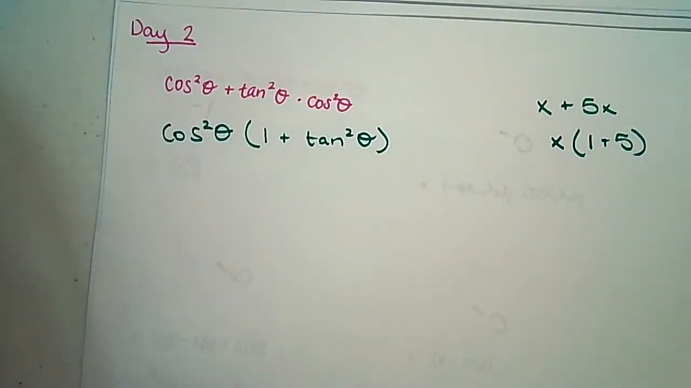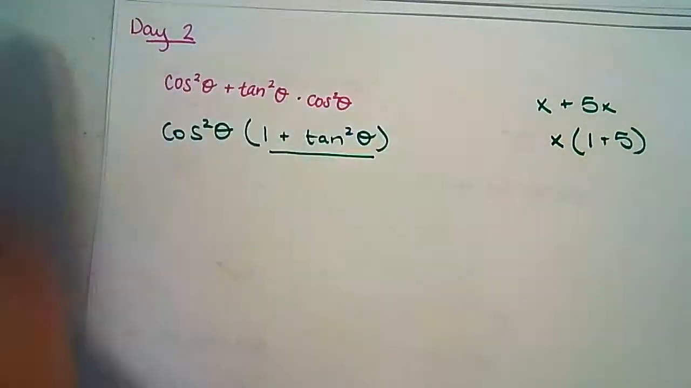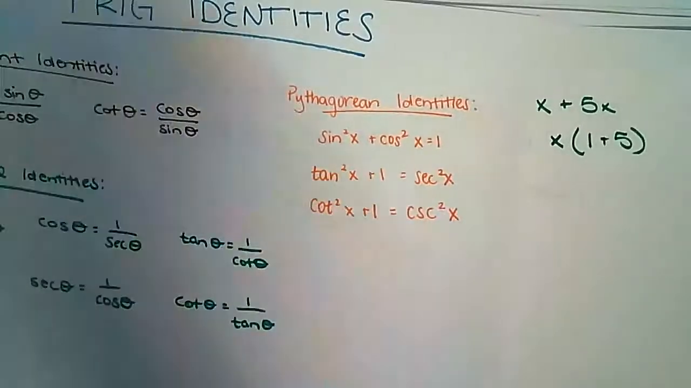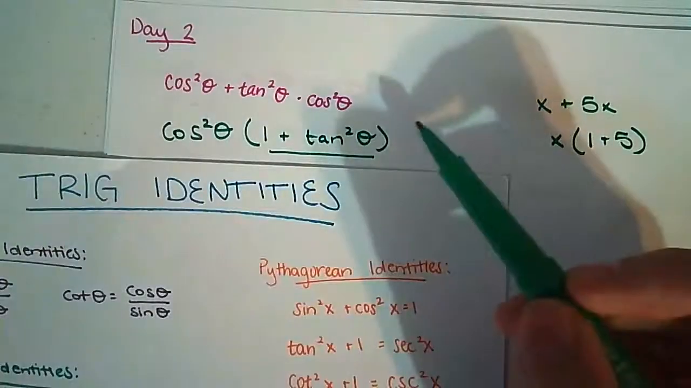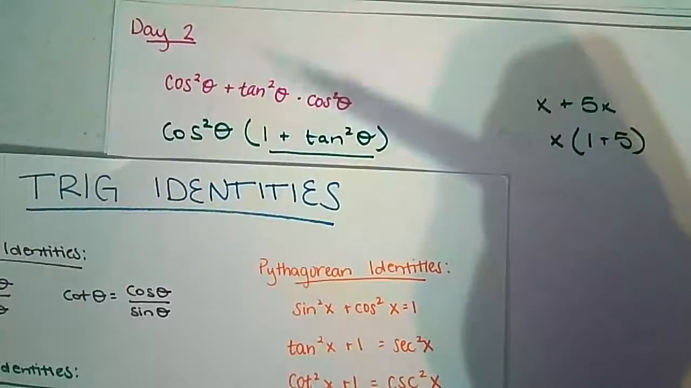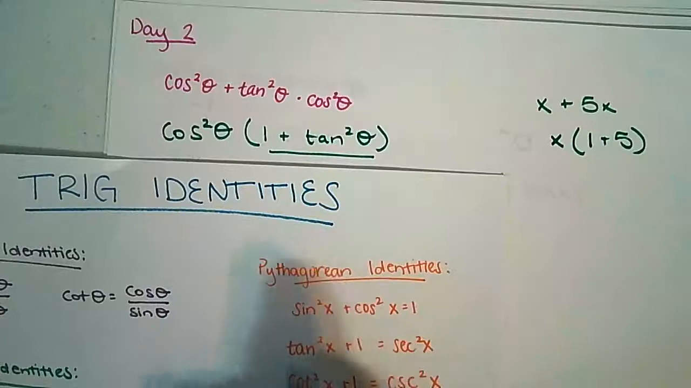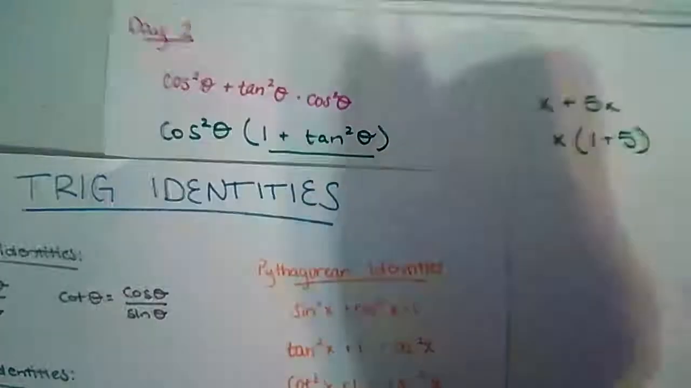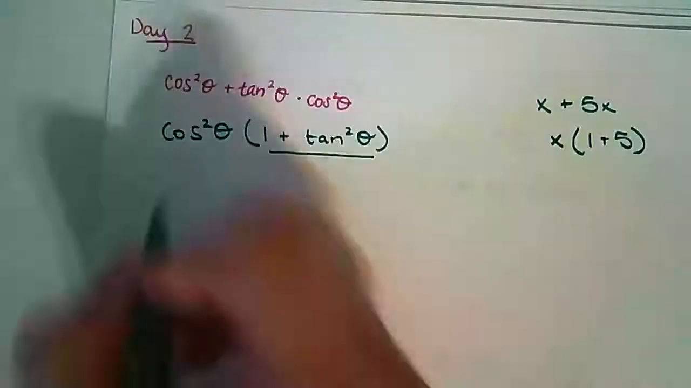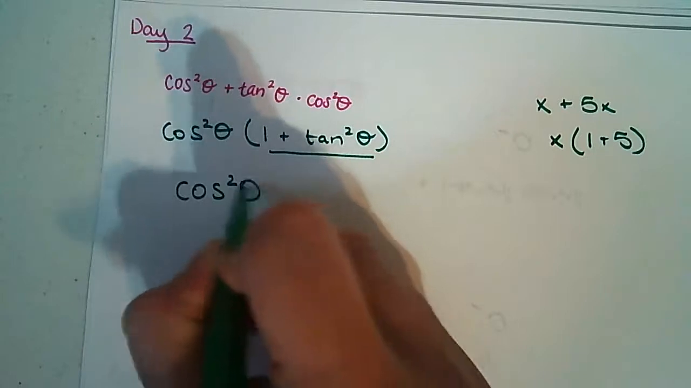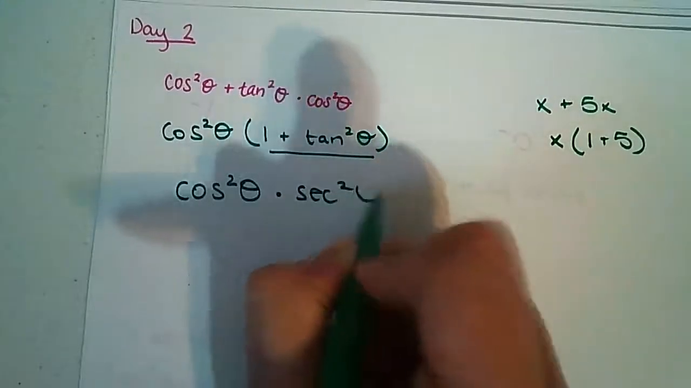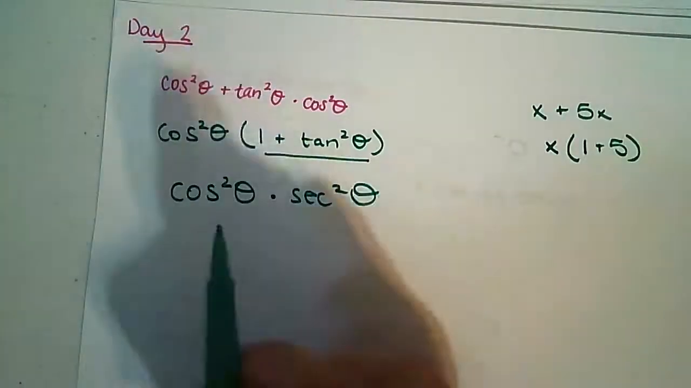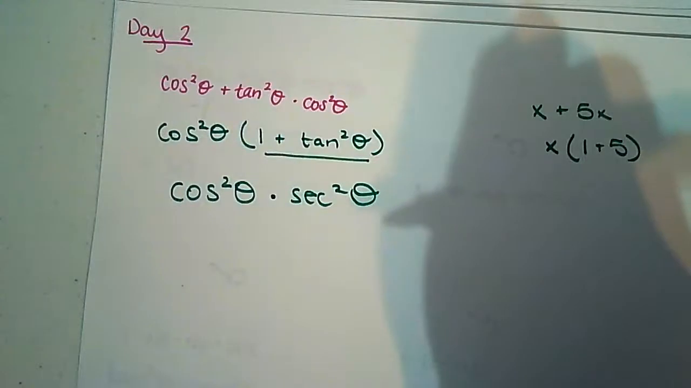All right. Next thing that's jumping out at me is this piece right here. I see a tangent squared, so that immediately makes me think of the Pythagorean identities. So we have 1 plus tangent squared right here. And another way we could write 1 plus tangent squared is as secant squared. So I'm going to replace this whole bit right here with secant squared. There's no identities where we're multiplying things together.